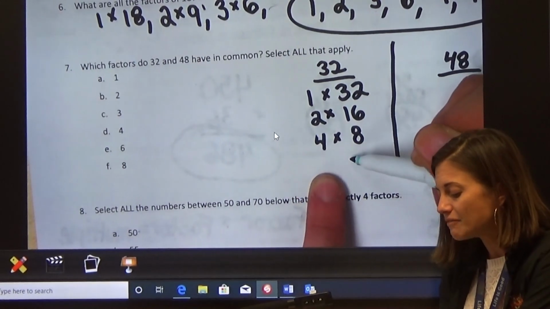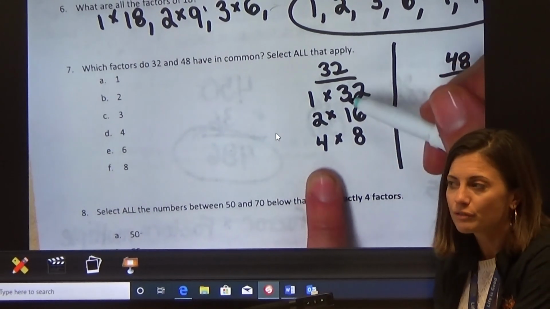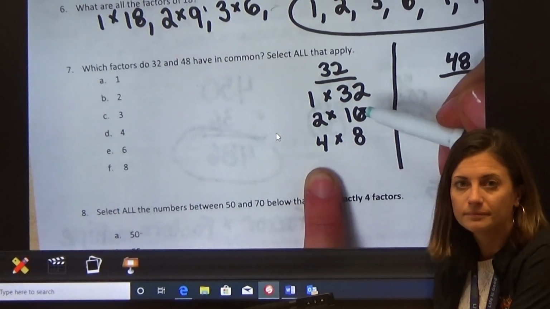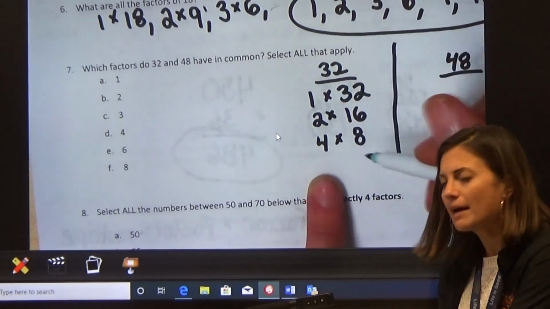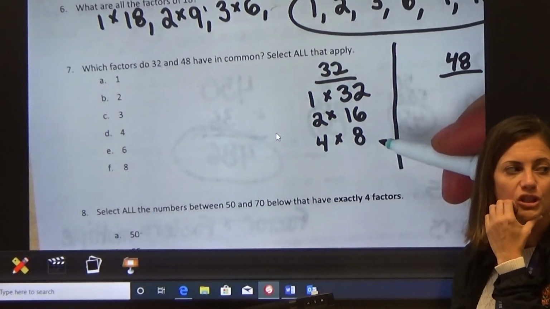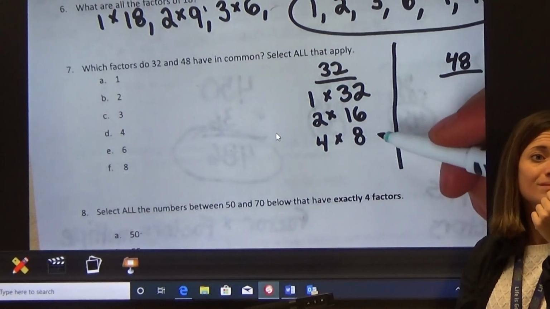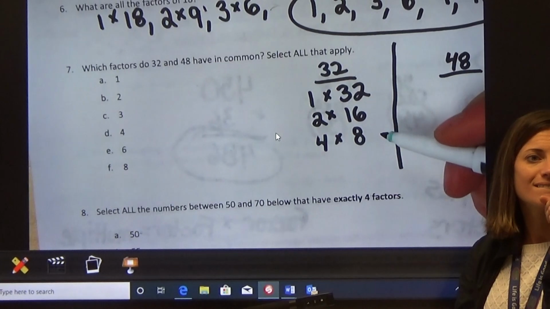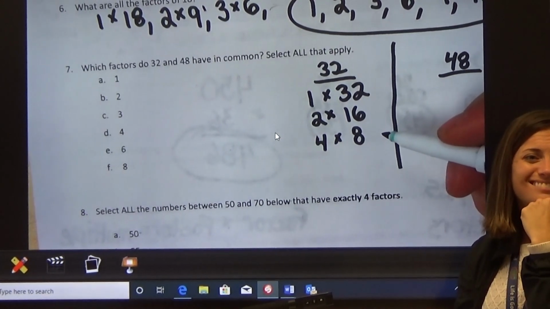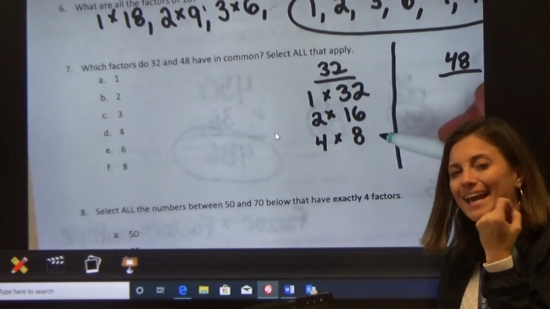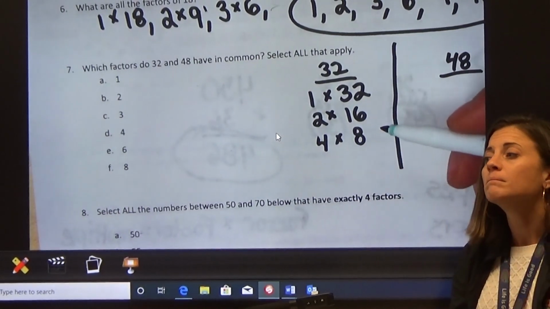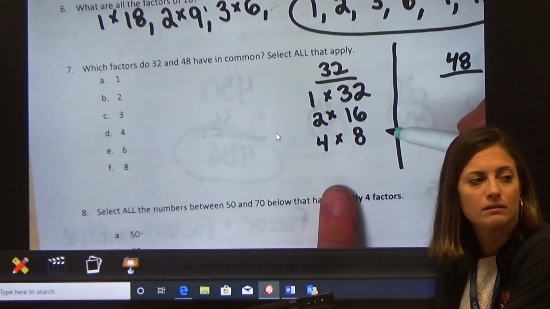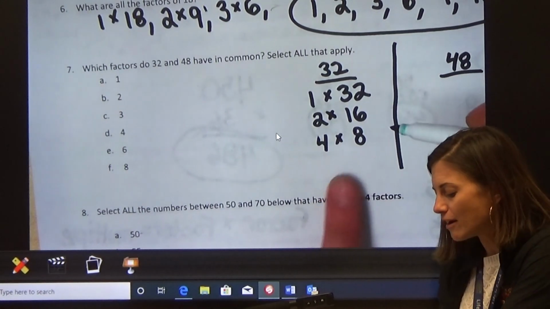So then I go on to 7. Is 7 a factor of 32? No. Nope. And what about 8? Is 8 a factor of 32? Yes, because 4 times 8 is 32. Good. 4 times 8 is a factor. That means 8 is a factor of 32. But do I write it on my list? No, because I already have it.